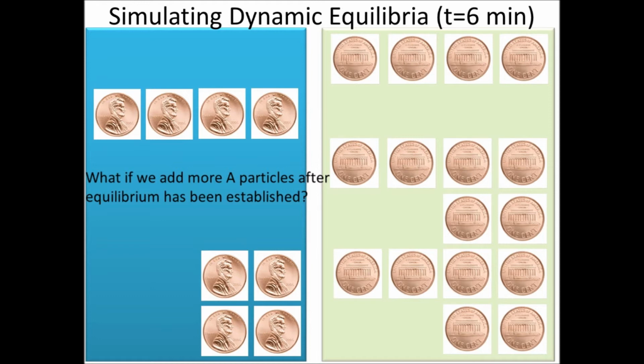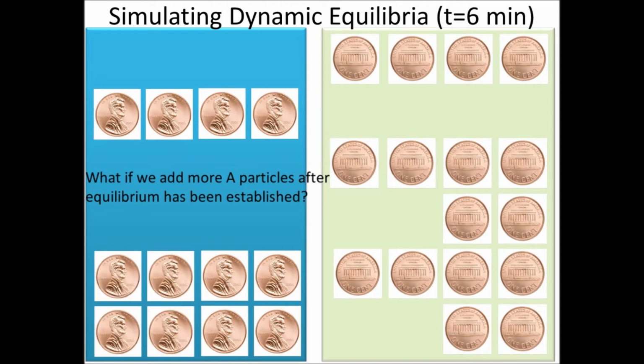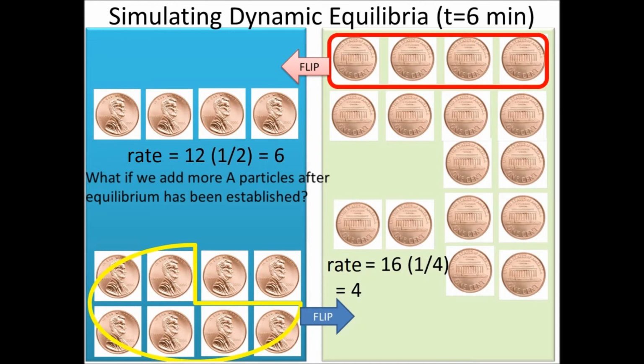What if we add more particles to A after the equilibrium has been established? In a reaction that you would do in the lab, this would mean that you're just adding more reactant to the system, and let's see how this affects our equilibrium. By adding 4 pennies to state A, now we have 12 pennies in state A, and we have the same 16 pennies in state B.